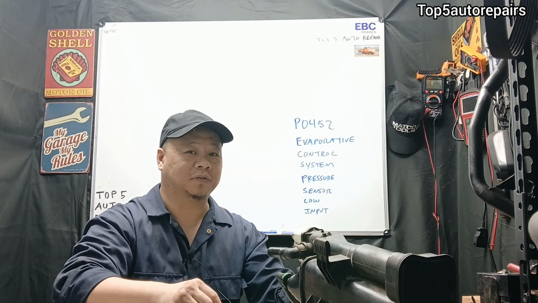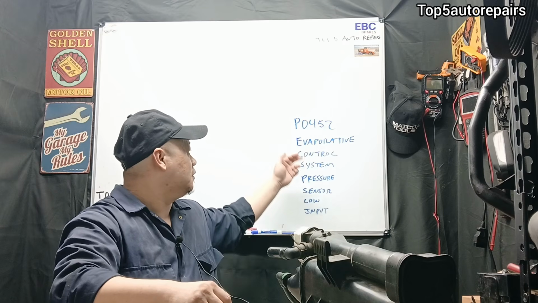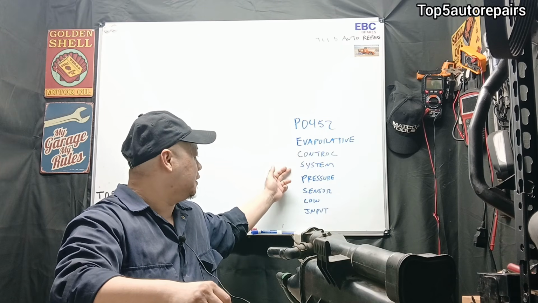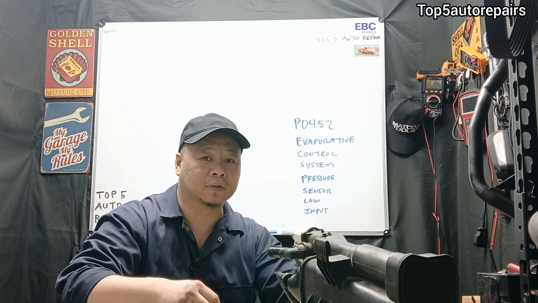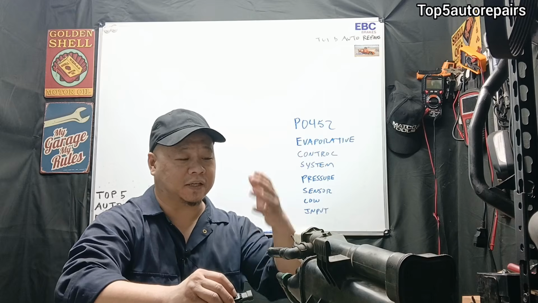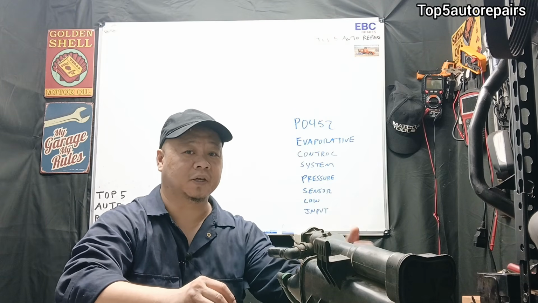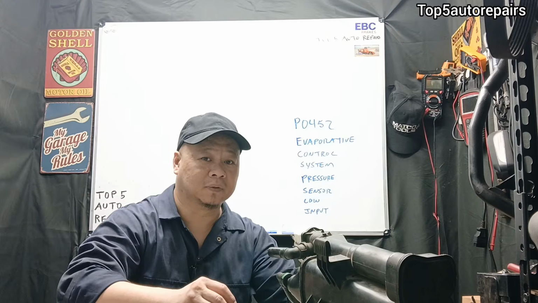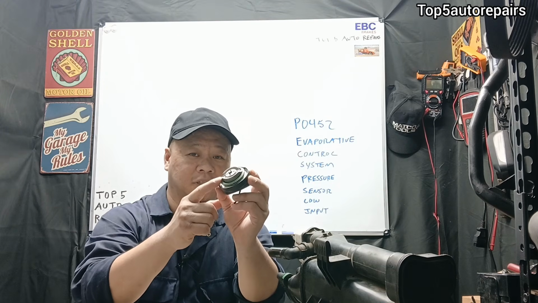Today's topic, I'm going to explain why you're getting P0452, Evaporative Control System Pressure Sensor Low Input code. If you're getting P0452, it means that the evap sensor in the evap system detected low pressure in the evap system. Before you do anything, first check for a loose gas cap.